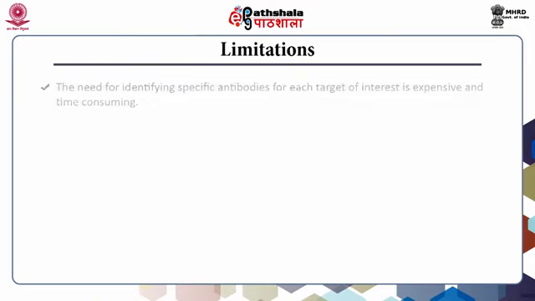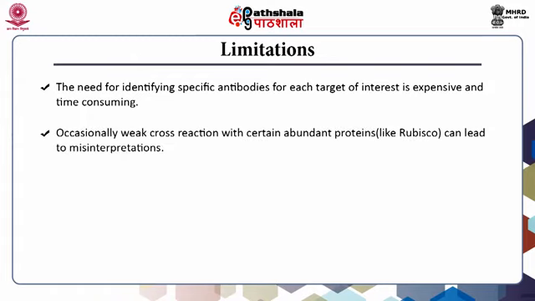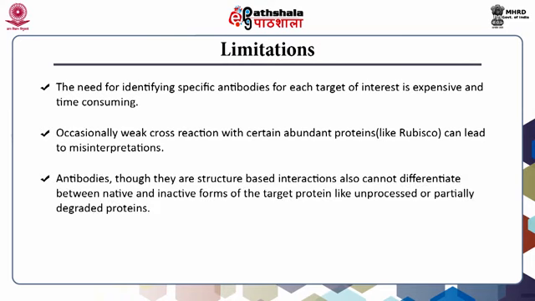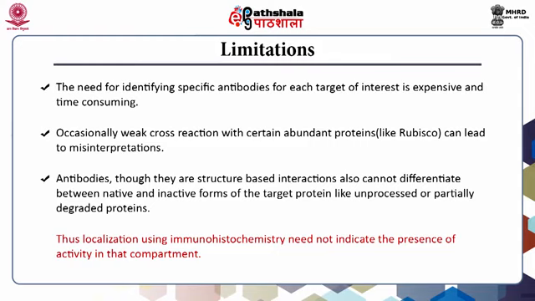Coming to the limitations, the need for identifying specific antibodies for each target of interest is expensive and time consuming. Occasionally, weak cross reaction with certain abundant proteins like Rubisco in plant systems can lead to misinterpretation of the result. Another major drawback is that antibodies depend on structure-based interaction, the epitope-paratope binding. So it cannot differentiate between native and inactive forms of the target protein, like unprocessed or partially degraded protein. Thus, immunohistochemistry only reveals the presence of the target enzyme in that location rather than its activity.